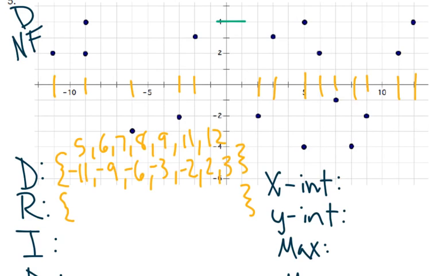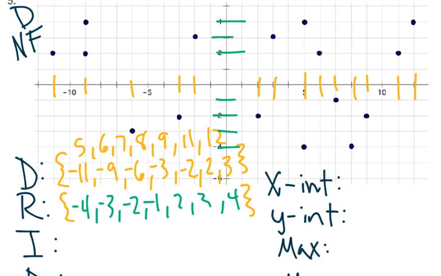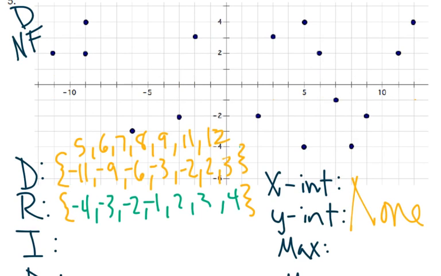Now our range would be the y value. So we've got 4, 3, 2, -1, -2, -3, -4. So -4, -3, -2, -1, 2, 3, and 4. It was a bit easier, wasn't it? Okay, do we have any x-intercepts? Nope, nothing on the x-axis. Any y? Nope, nothing on the y. So none here.